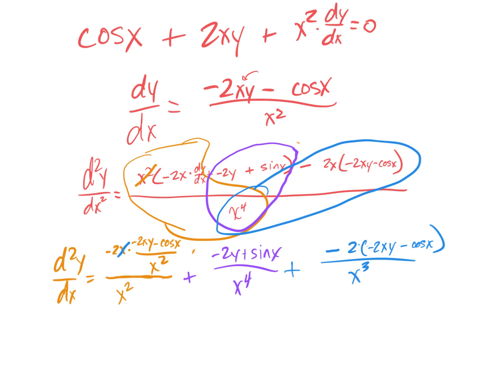Well, I could probably cancel that out and make this negative 4xy, positive 4xy, minus 2 cosine x over x to the third. Would it be plus 2 cosine? I'm right there with you. Are you? Couldn't have said it better myself. I don't believe you. I think you're mocking me right now.